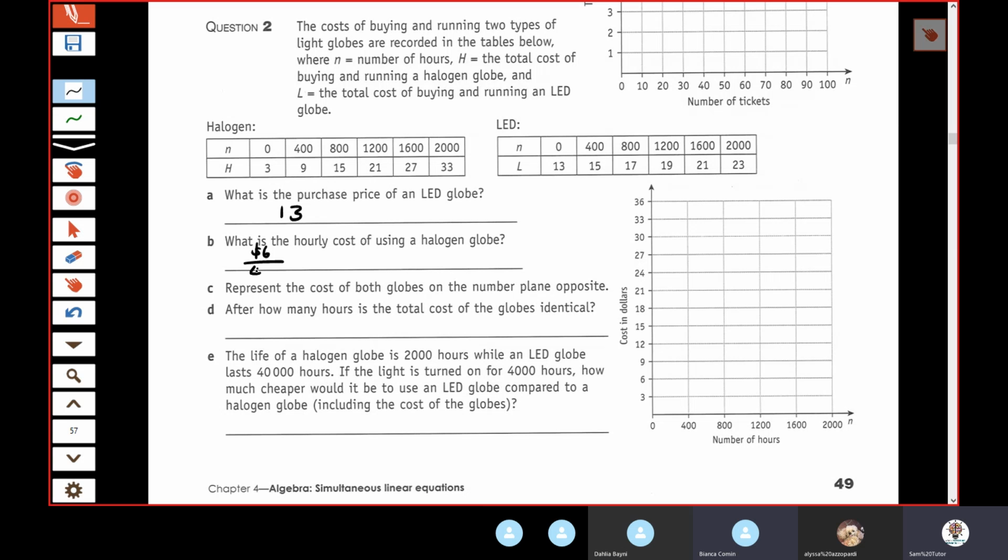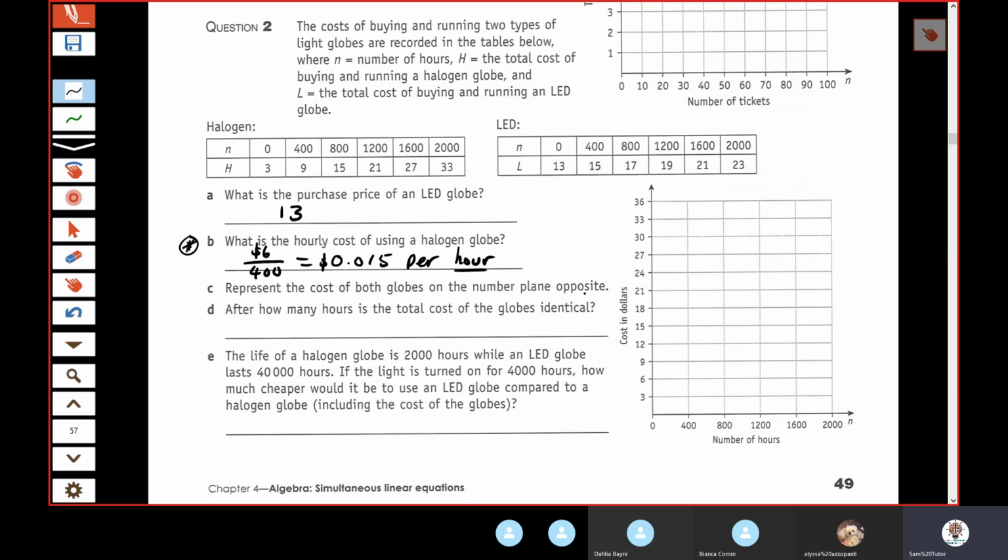$6 over 400 hours, so it costs $0.015 per hour. Yeah, be careful. I think that's a really good question to always recap over. It's very tempting to just go at 6, but you gotta remember it's going up by 400s.